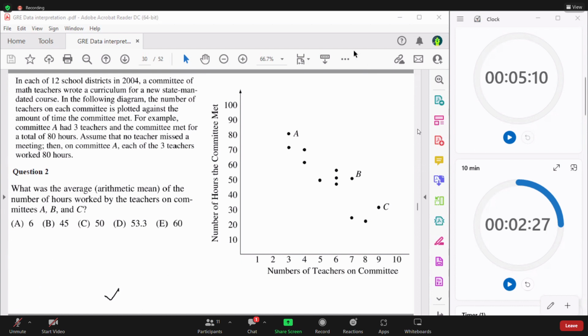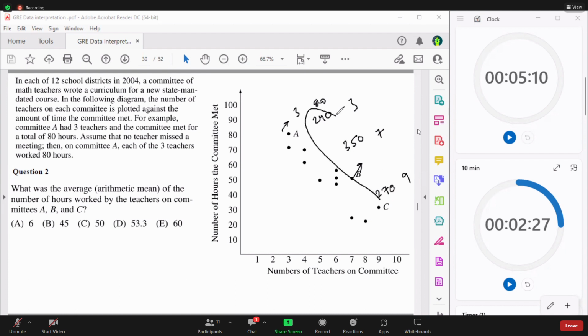Next is, what was the arithmetic mean of the number of hours worked by the teachers on the committee A, B, and C? Here 3 teachers are there, 80 hours. So basically 240 hours total work by all teachers. 7 teachers for 50 hours, 350 hours. 3 teachers, 270 hours for 9 teachers.